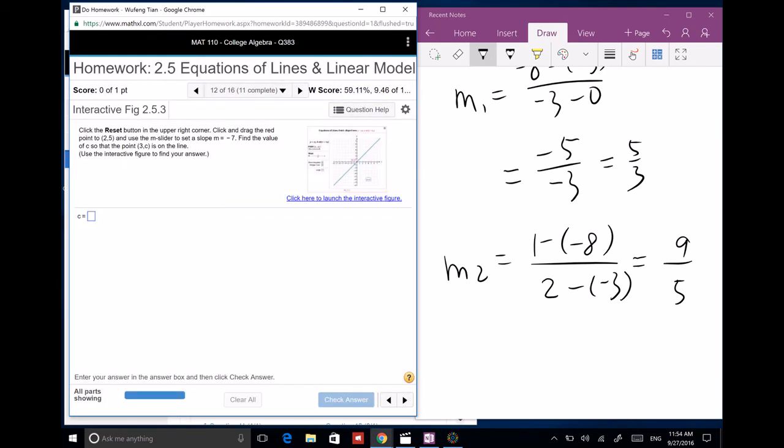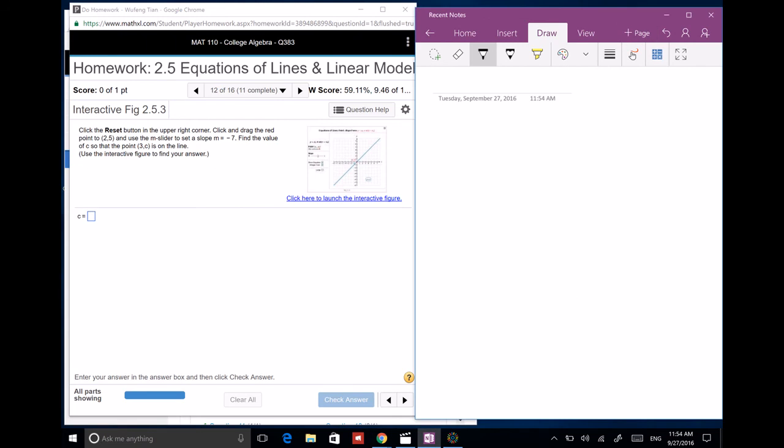Okay, we have the same function coming out again. Check the reset button, click and drag the right point. We don't really need to look at the point if it gives a lot of information in here. So the slope equals -7. The point is 2, 5.